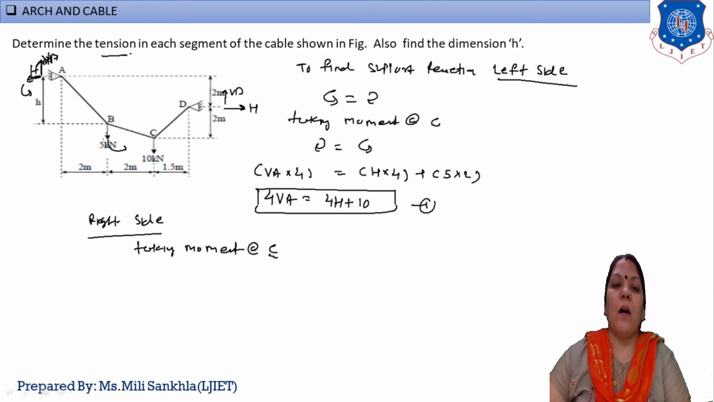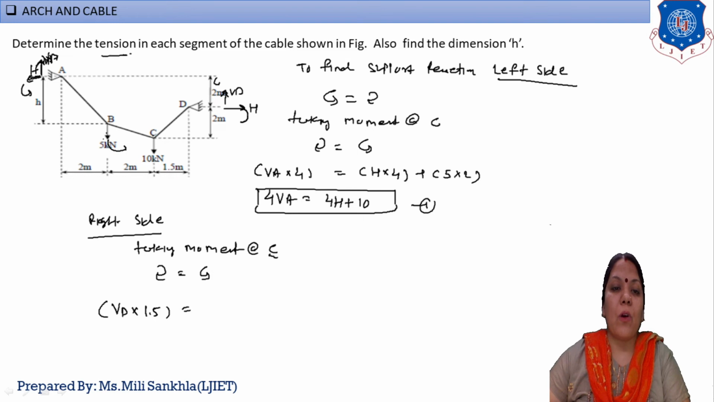Here again we compare clockwise and anti-clockwise. This VD reaction rotates with respect to C clockwise, so mention it on the clockwise side. VD is our vertical reaction, and up to this point C the distance is 1.5. This H is anti-clockwise, and the distance is 2 meters, so H into 2 is our anti-clockwise, and this one is our clockwise.